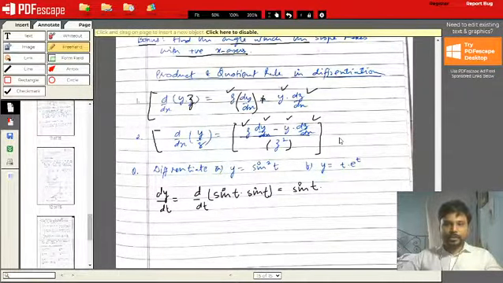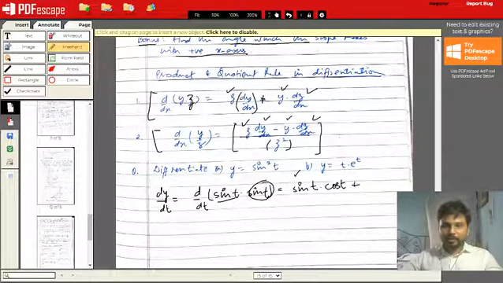So when we are differentiating sine t, one sine t we keep outside and the other sine t has to be differentiated, so it becomes cos t, plus the other sine t is kept outside and the other sine is differentiated, that would be again cos t. So that would be 2 sine t cos t, which is sine 2t.